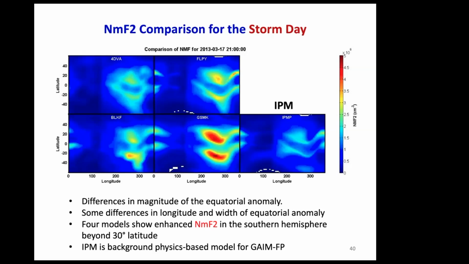Now, clearly looking at these results, there are similarities, but there are also important differences. Differences in magnitude of the equatorial anomaly are clearly evident. Some differences in longitude and the width of the equatorial anomaly are evident. The 4 models show enhanced NMF2 in the southern hemisphere beyond 30 degrees latitude. And again, I indicated that we only present the IPM to give you an idea of what a physics-based model would look like.